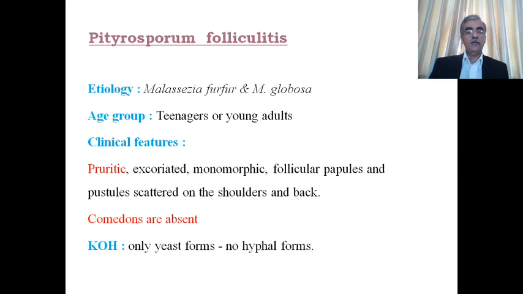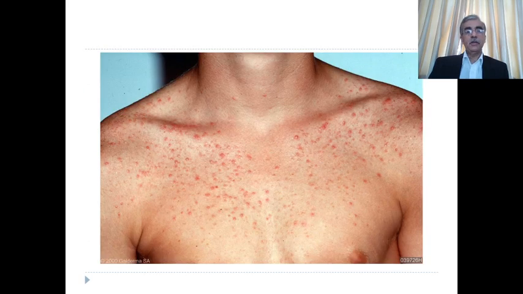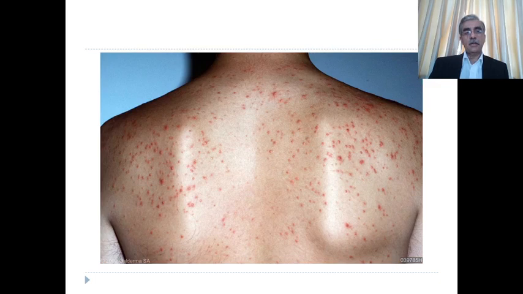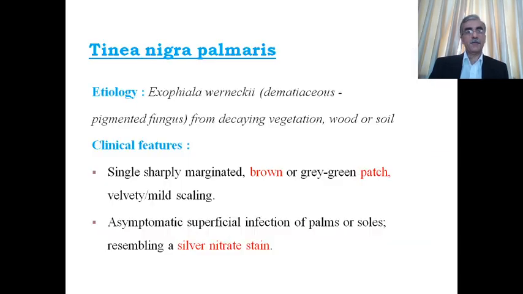But ultimately we can do KOH examination where only yeast forms are seen, no hyphal form is seen, and then we can differentiate this disease from acne by doing KOH examination. This is a clinical picture where papulopustular lesions are seen over the upper chest and upper back. They are discrete and they are intensely itchy. So no comedone is seen. So it is Pityrosporum folliculitis.